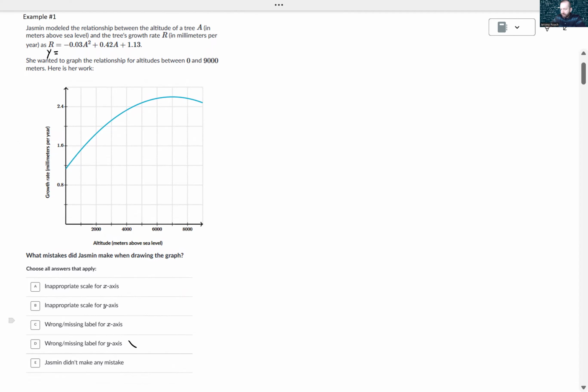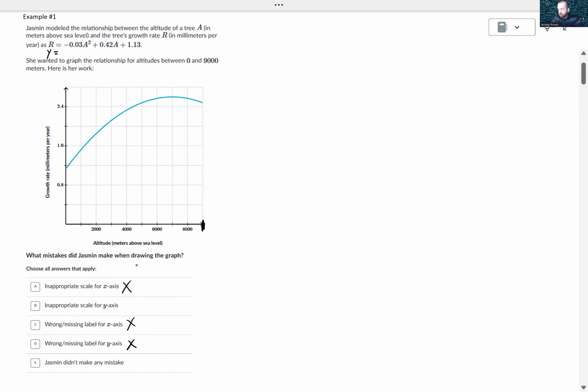So we can cross that out. I'm just going to put an X there for wrong or missing label for y-axis because that's not correct. We do have a label for the y-axis. For the x-axis, altitude, it looks like they give us altitude, and it does go to 9,000. Here's the 9,000 mark. And so it looks like we can cross that out. We do have an appropriate label for the x-axis, and we also have an appropriate scale for the x-axis because that goes to 9,000.